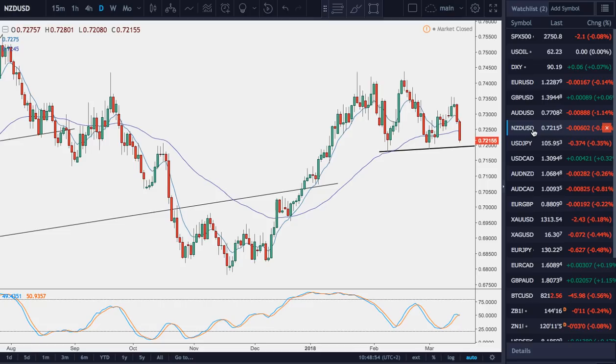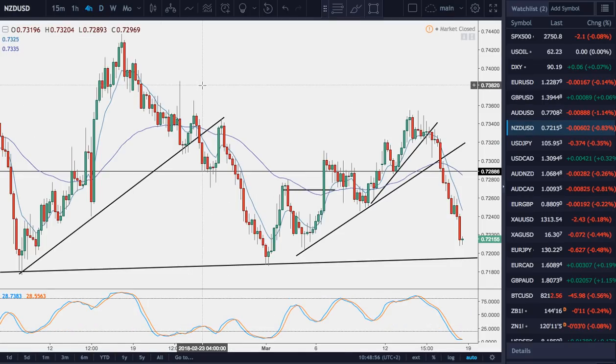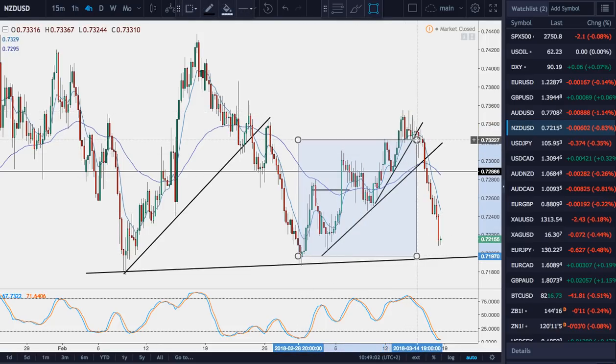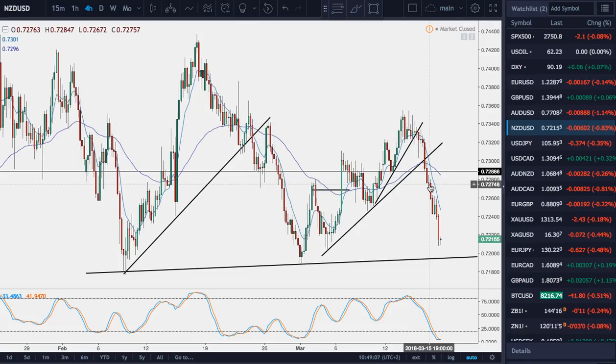Okay, I'll start with New Zealand's. I'm just going to go over these four. This corrective move was spotted on Twitter and talked through. And upon this break right here, there was not much more resistance and it's plummeted.